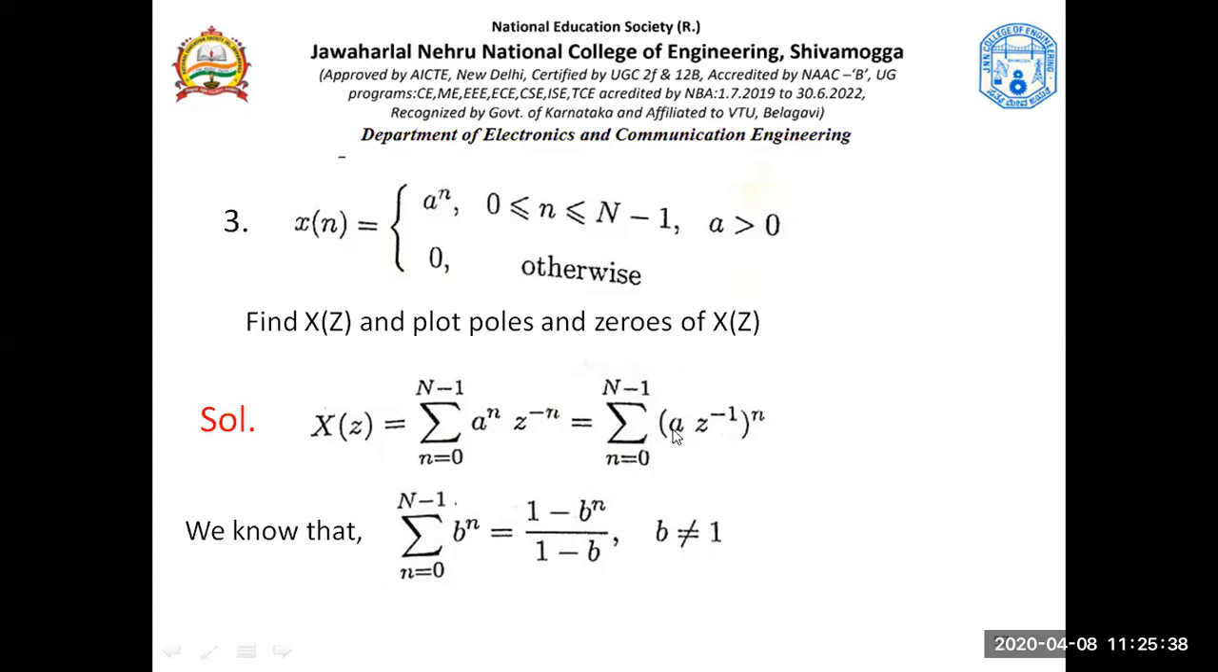You just substitute a z inverse. So that's why this X of z looks like this. In place of b we have substituted a z inverse. This is how it looks. Fine. So let's bring it to a proper form before we go for ROC.